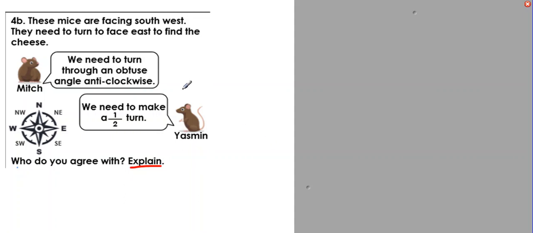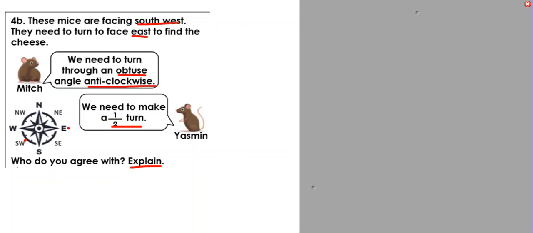Explain. Okay, so we need to make a half turn is what Yasmin says. And an obtuse angle anti-clockwise is what Mitch says. And we are facing southwest to start with, and we need to turn to face east. So we are here and we want to end up here. Okay? Who do you agree with? Pause the video now and have a go.